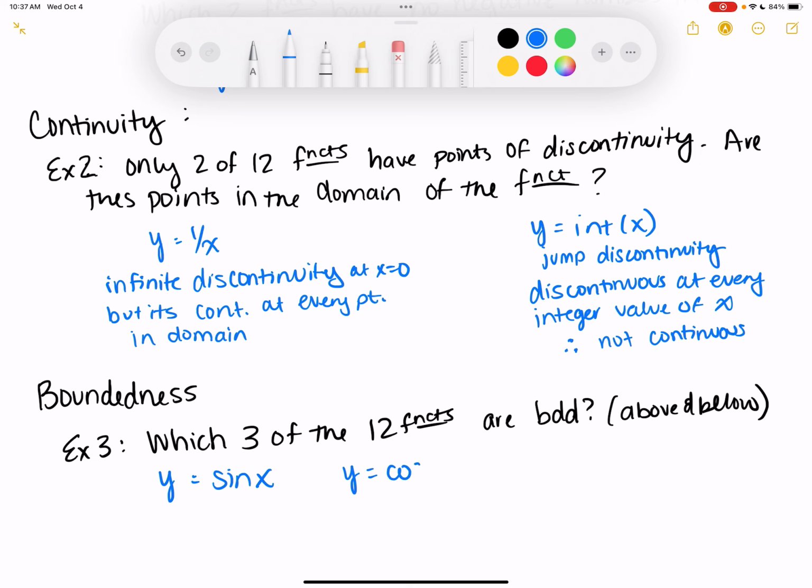Cosine. And there's one more. Yep. Which is typically the hardest one for people to remember because it's kind of a weird one. But the dotted line that's in the logistic function, it's kind of hard to see, but that's an asymptote, and basically the graph will never cross that, which is why it's bounded above and below.